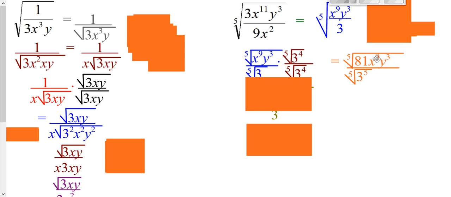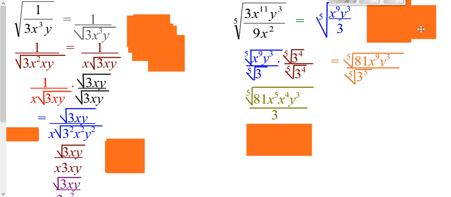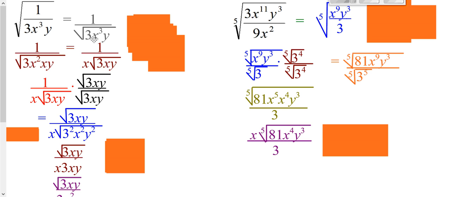But my x to the ninth would be an x to the fifth and an x to the fourth. So I have that. Now, my x to the fifth inside my fifth root would come out. Didn't do anything to the 81. My x to the fourth or my y cubed, so they stay on the inside.